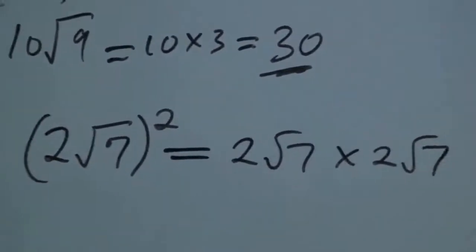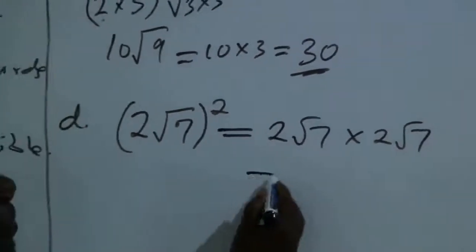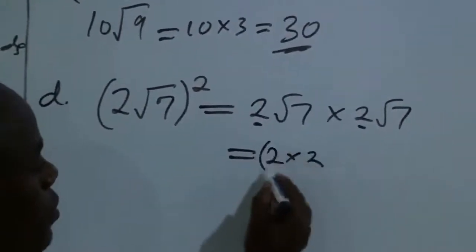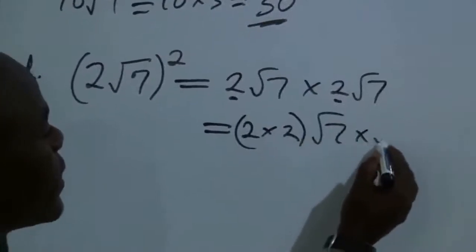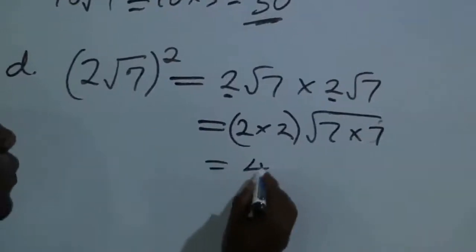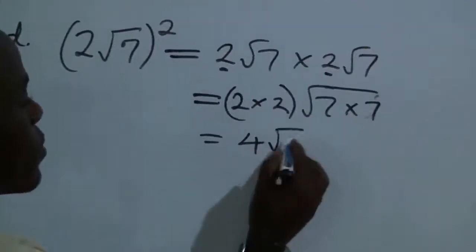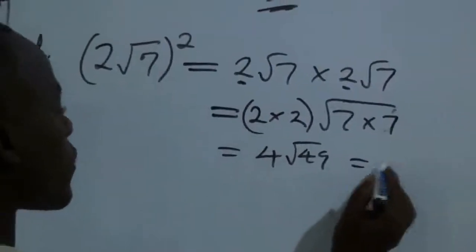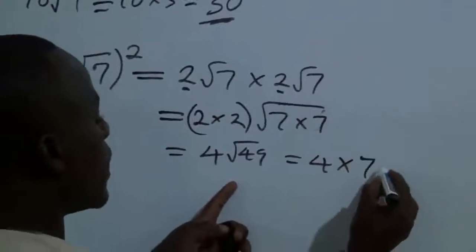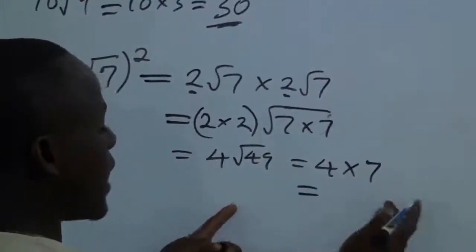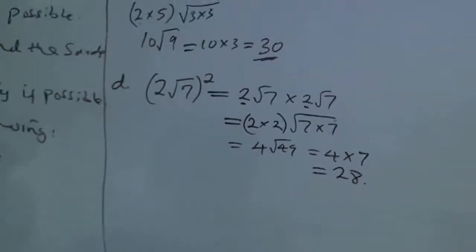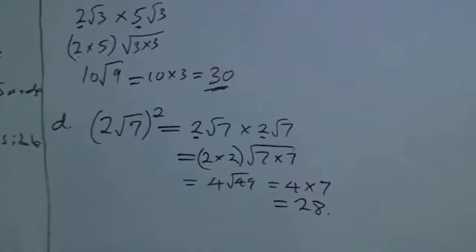Is that okay? So now, this one will definitely mean I will multiply this 2 and this 2, that is 2 times 2, and then 7 times 7. And then 2 times 2 is 4. Root 7 times 7 is root 49. And of course, 49 is a perfect square, and the root of 49 is also 7. And that will give us 4 times 7, which is 28.